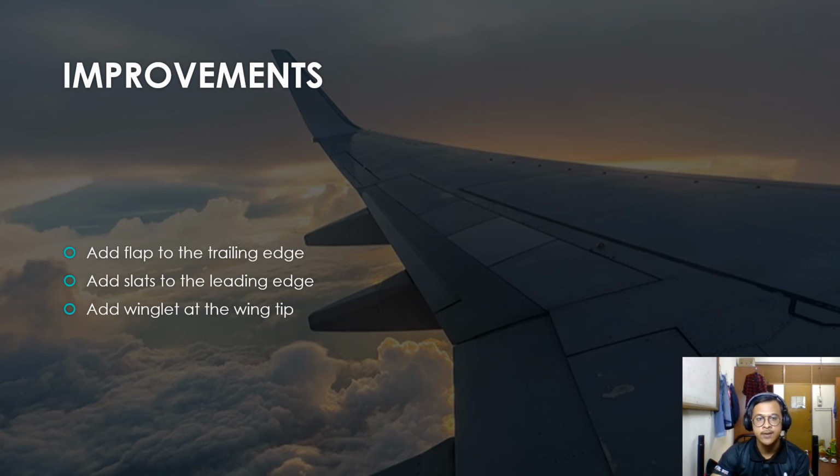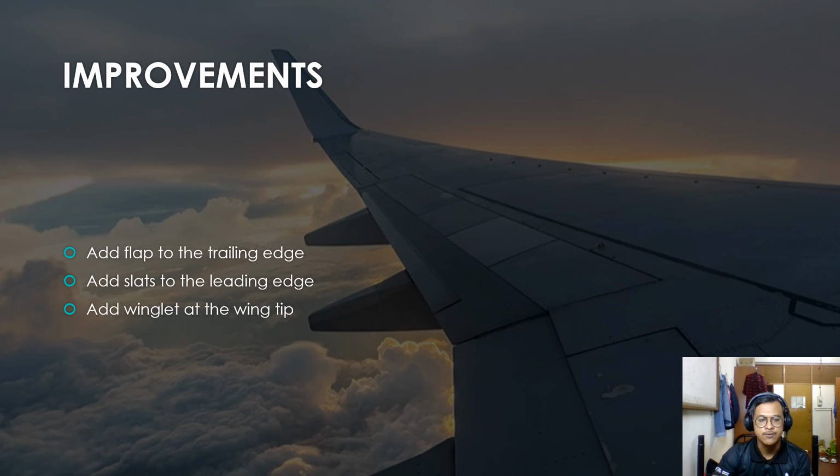First off, we can add flap to the trailing edge, and also we can add slats to the leading edge. Regarding the flap and slats, both of them actually have the same function, which is to increase the angle of attack so that the wing can reach its maximum lift force with a lower velocity. This is helpful for an aeroplane during takeoff.